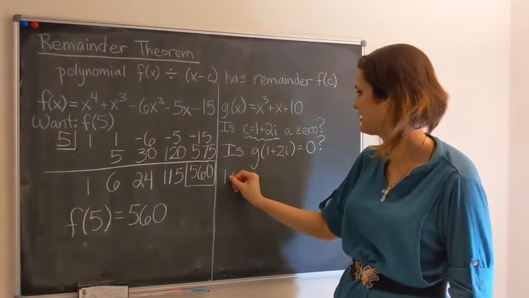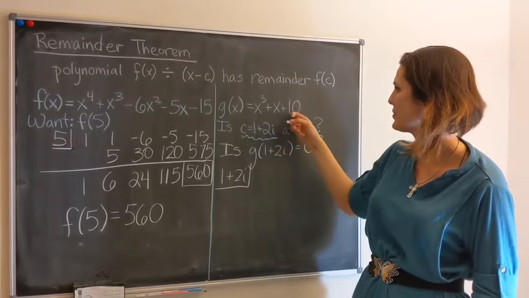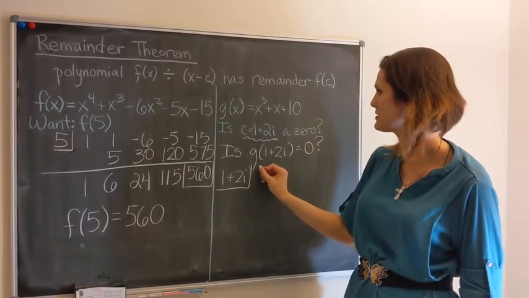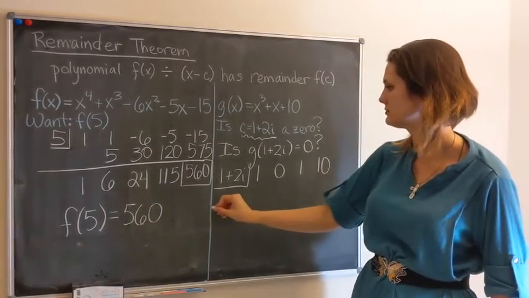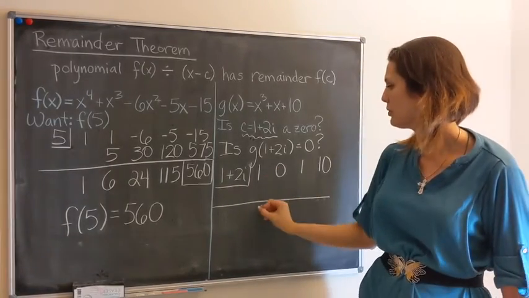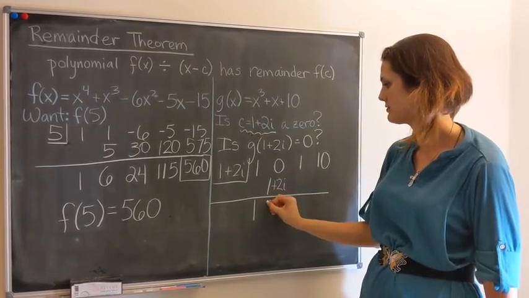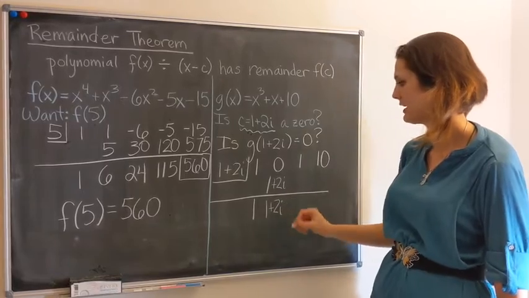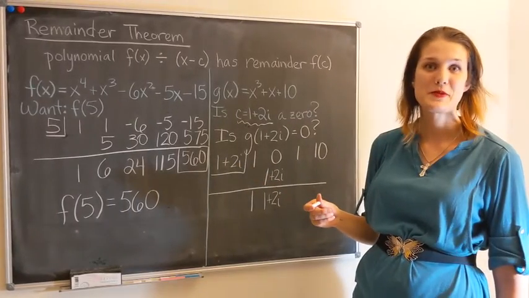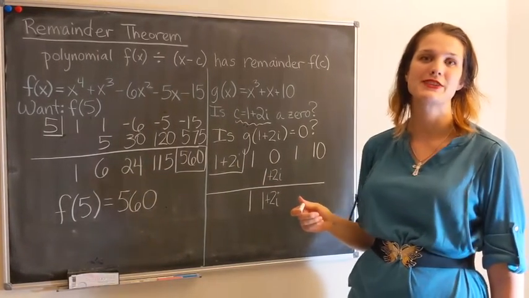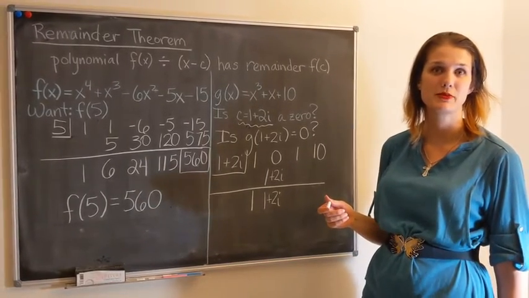So we simply take that 1 plus 2i, put it in our box, and pull our coefficients from the terms in g of x: 1x cubed, 0x squared, 1x, and 10. Pull our 1 down. 1 times 1 plus 2i is 1 plus 2i. Plus 0 is just 1 plus 2i. Now we have to do 1 plus 2i times 1 plus 2i. Take a moment, work this out on your papers now. Don't forget to distribute. You should have 4 products to add together to get your simplified answer.